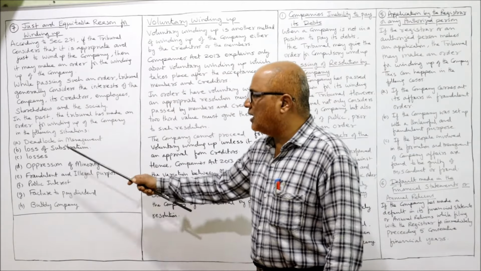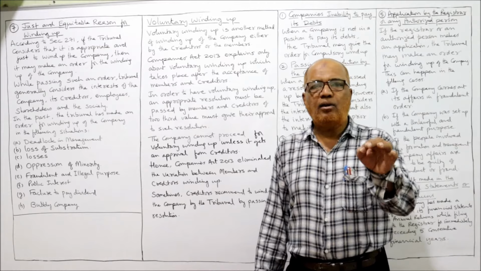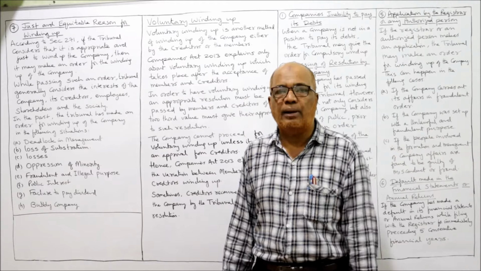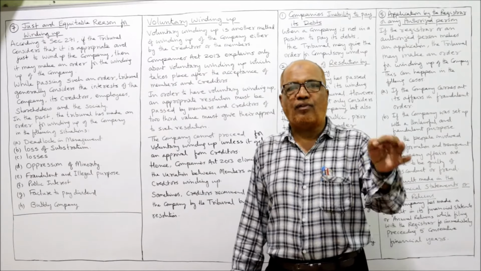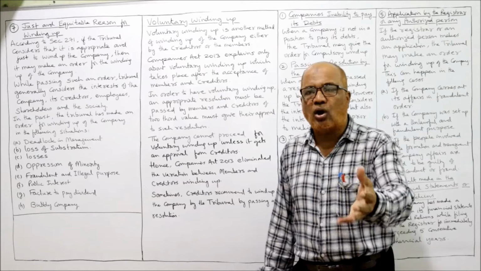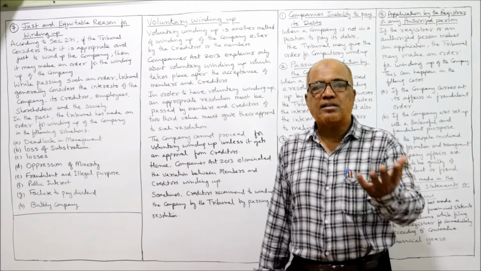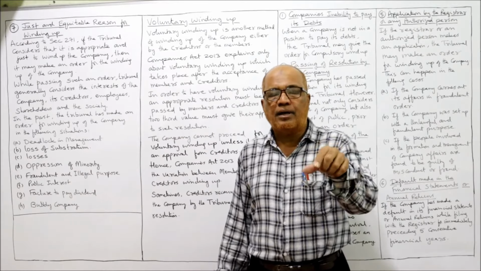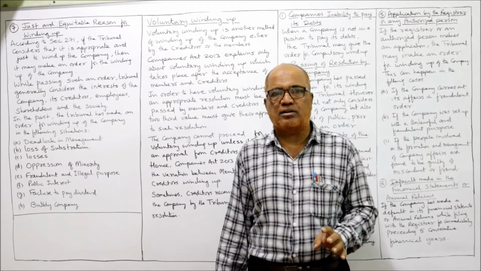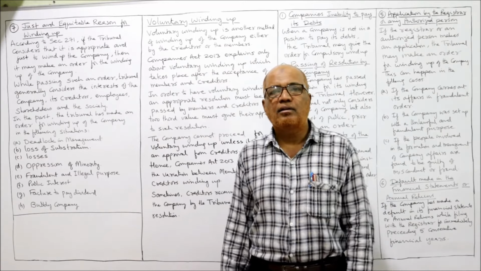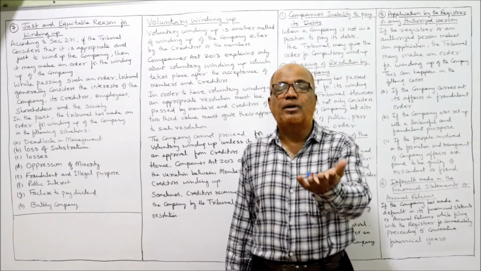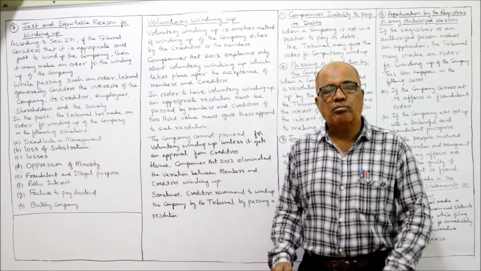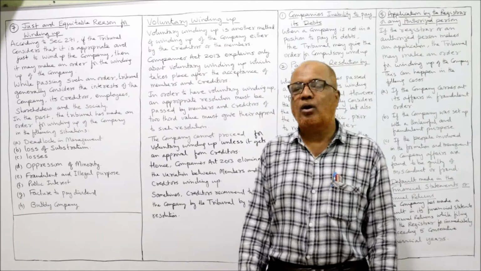Secondly, loss of substratum. If the main objective for which the company was formed is not attainable, then the company will be wound up. Example: a new company was formed to manufacture a certain thing, provided the company will get the patent right from the government. Suppose the government has not given the patent right, then the company will be wound up, because the substratum, the objective for which the company was formed, is not attained.